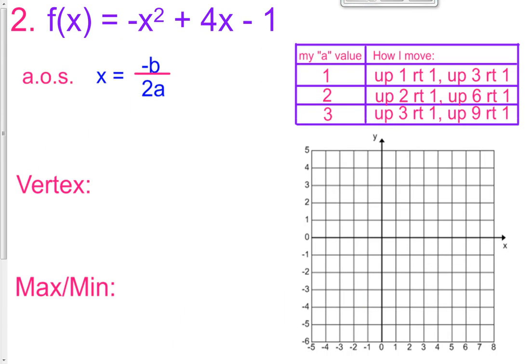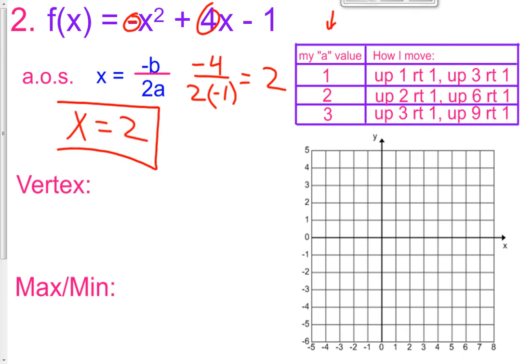Problem number 2 is a parabola because we see that we have an x squared. So whenever there's an x squared for our degree, it's going to be a parabola. Notice how it's a -x squared, so that means that the parabola is going to open down. But our first step is to find the axis of symmetry. So -b over 2a. So the b value is 4 over 2 times the a value. The a value is -1. So -4 divided by -2 is +2. So our axis of symmetry is the line x equals 2.